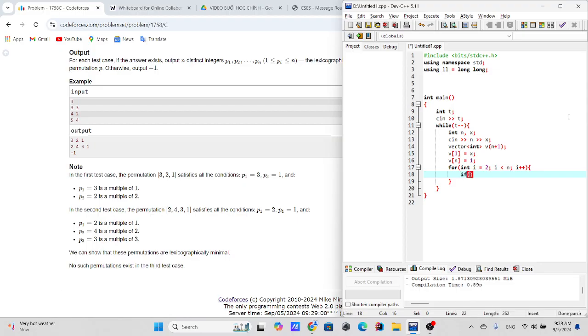If e is equal to x, then something will happen, right? Else what? Else what?